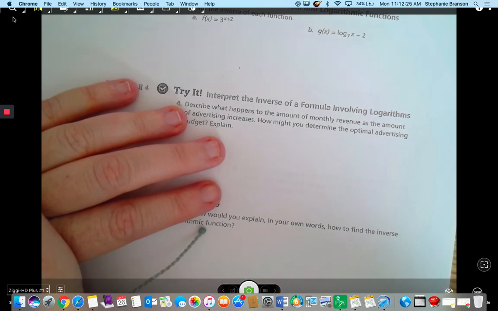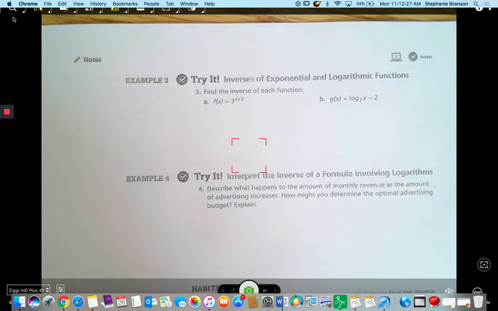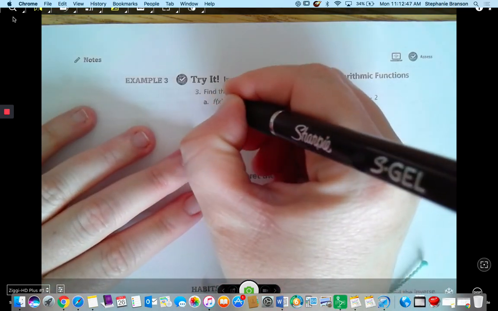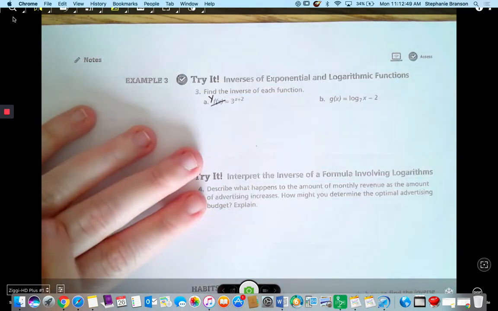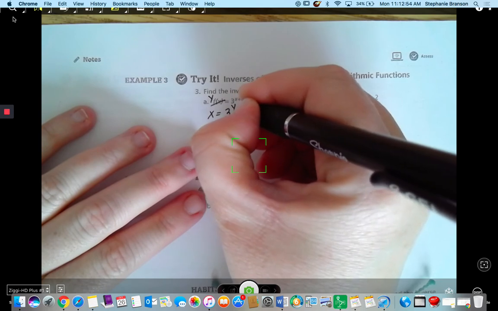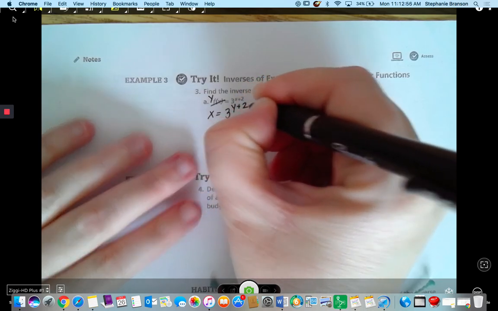All right, now we want to find the inverse of an exponential function. Remember, I think a couple days ago or last week, we found the inverse by switching x and y, and then solving for y. We can do the same exact thing here. So I'm going to switch x and y. Remember, f of x is the same thing as y. So I'm going to write it as x equals 3 raised to the y plus 2.